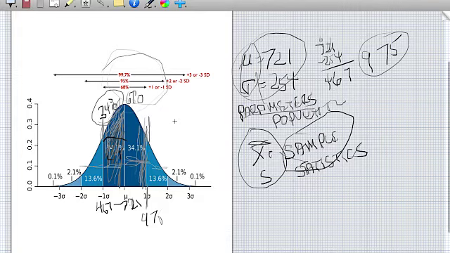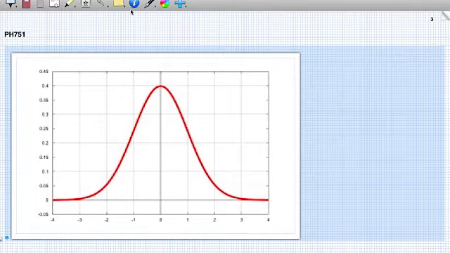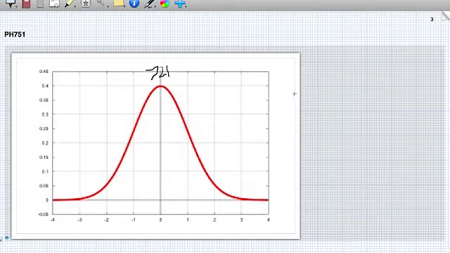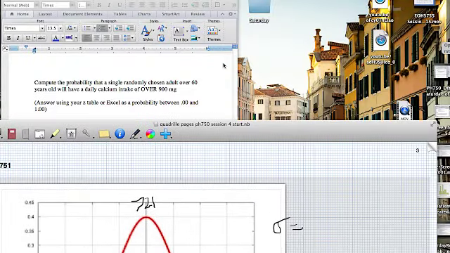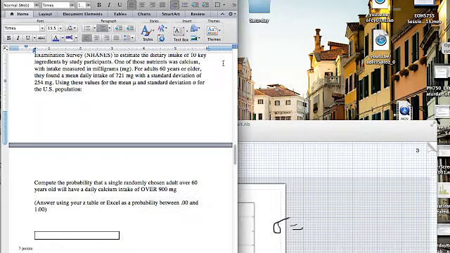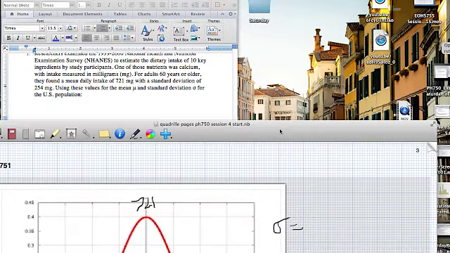So let's do this on a chart of our own making. Again, the mean is 721. The standard deviation, if I'm correct, is 254, and I'm looking for the percentage of adults that might be over 900.